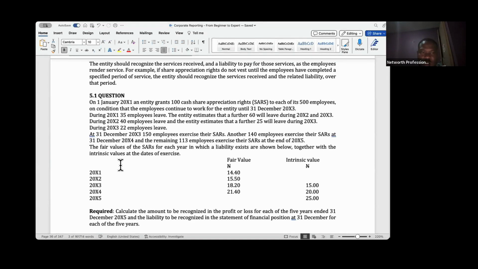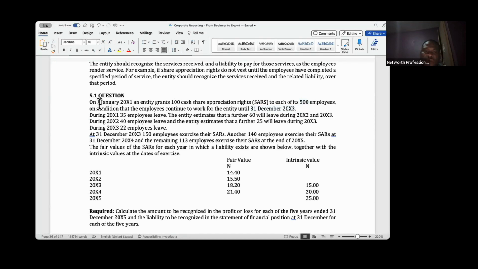So in this question, they said on 1st January 2001, an entity grants 100 cash share acquisition rights. So instead of saying share option, they say acquisition rights. That's not even the focus. They give them something and it's 100 count, and they have 500 employees. And the condition is that the employee will continue to work for the entity until 31st December 2003.